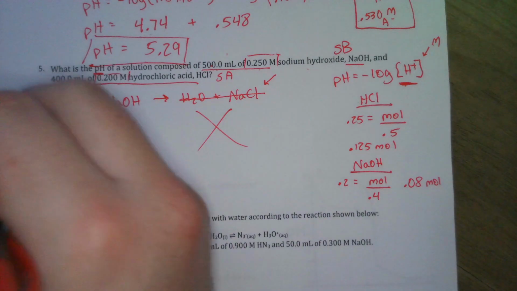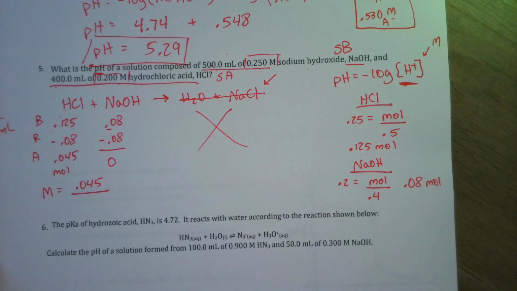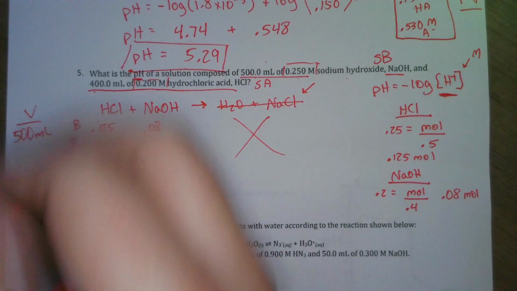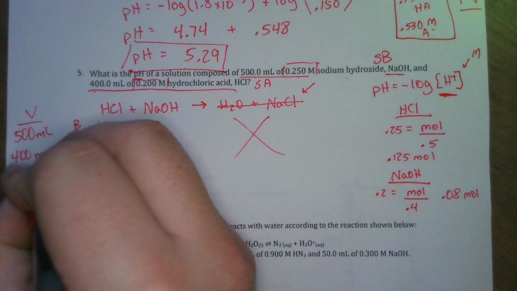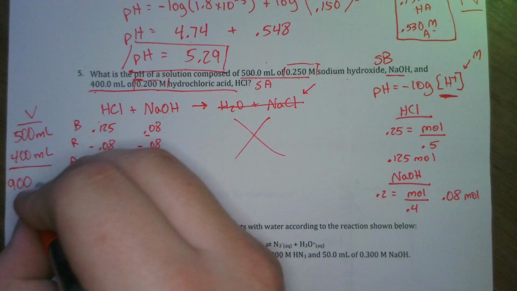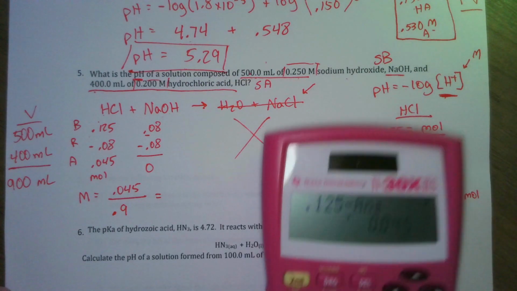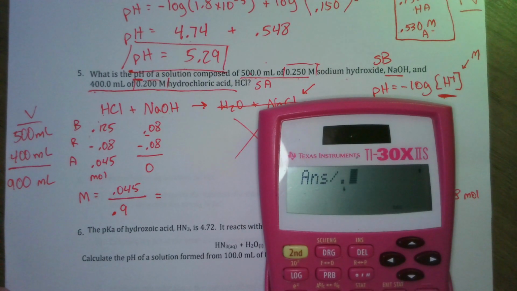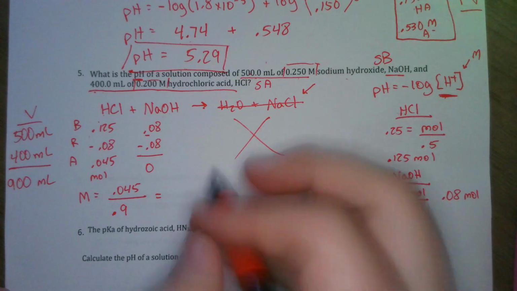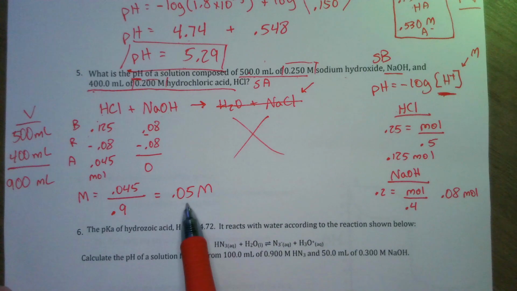And because I added two solutions together, the first one was 500 milliliters. Oops, can't see that. The second one was 400 milliliters. I'm just going to add that together to get my new total volume of 900 milliliters or 0.9 liters. 0.045 divided by 0.9. It's a nice 0.05 molar hydrochloric acid.